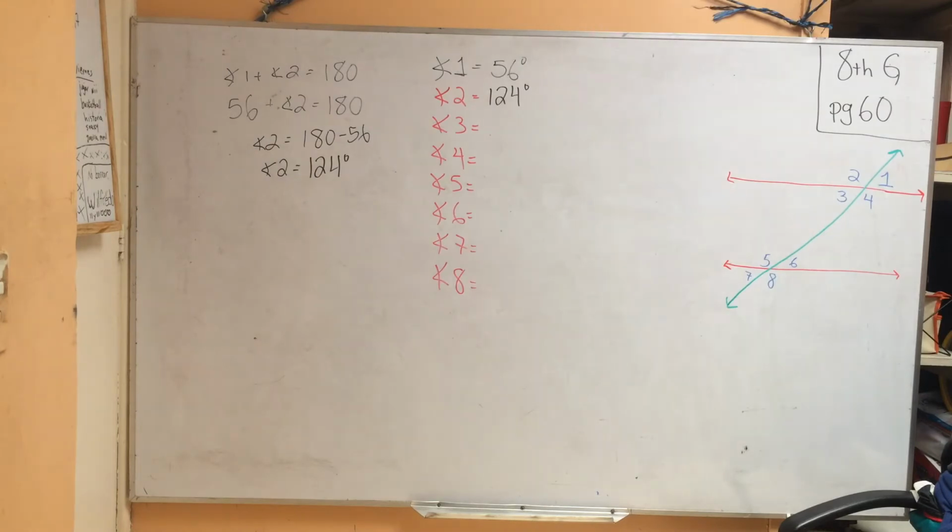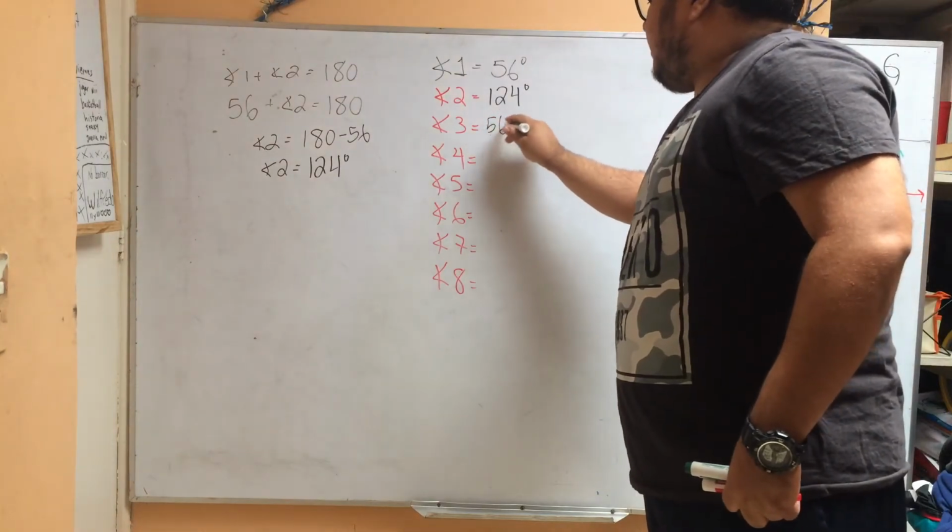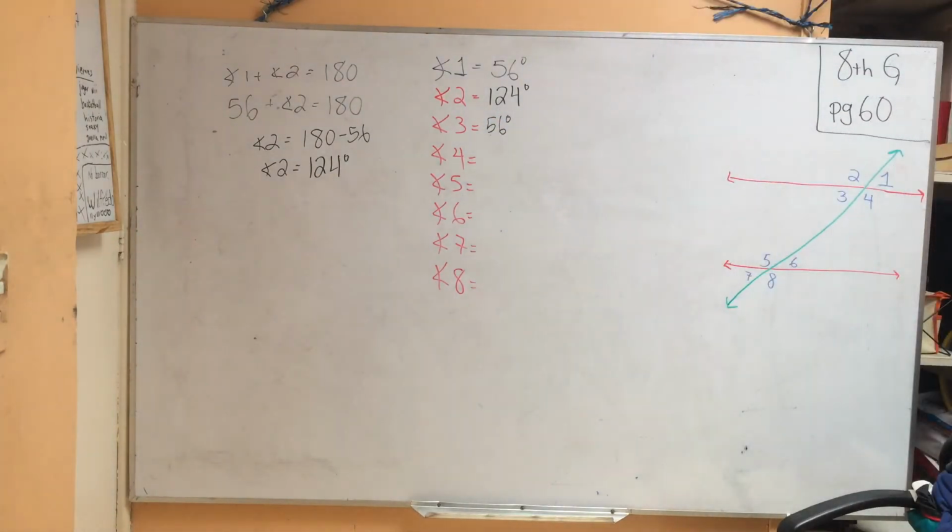Now, how do we get to angle number 3? Remember, we have another very important definition called vertical angles. Vertical angles, which are angles that share the same vertex, have the same measurement. So using the information that we already know, angle number 1 is equal to angle number 3. Just by the definition, we already know that angle number 3 is a vertical angle with angle number 1, and they have the same measurement.